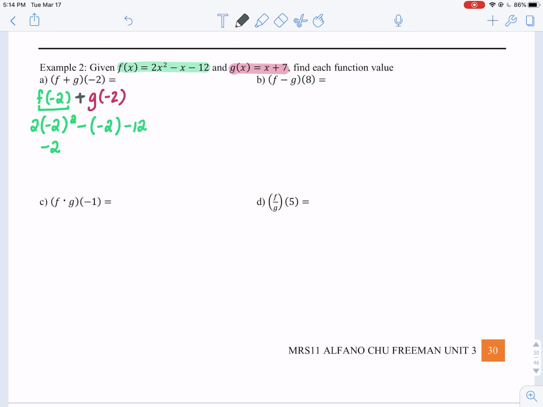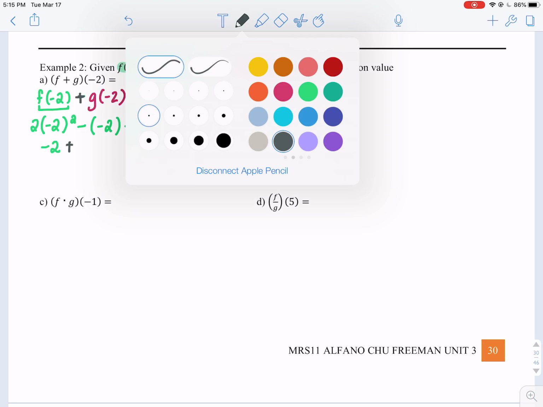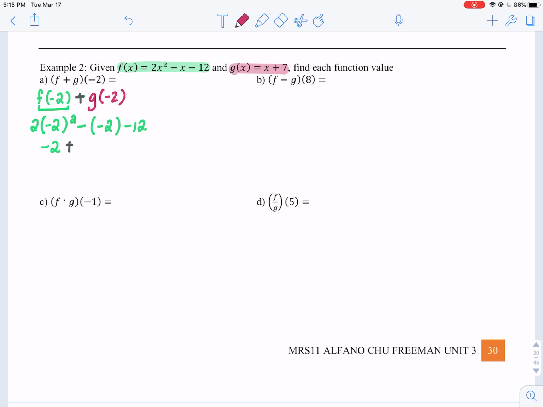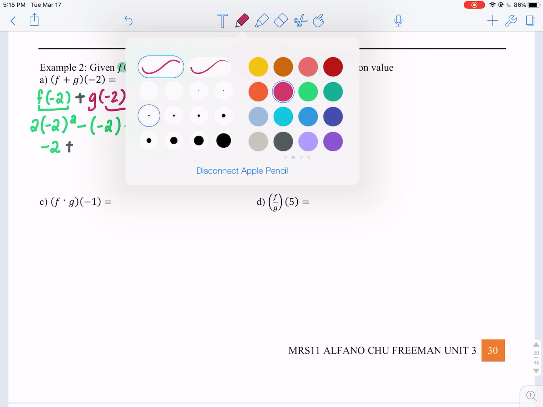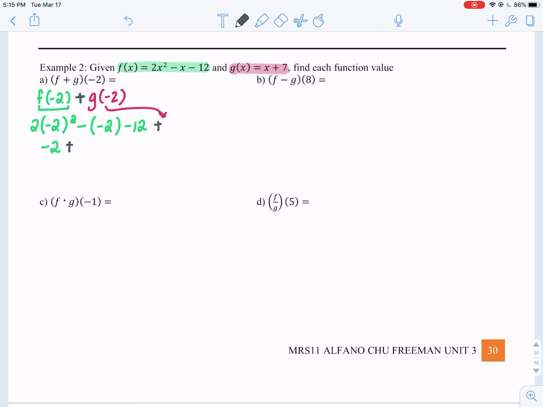And I am adding that to g of negative 2. So where should I do that? I'm going to do that over here. Oops, let me put the plus, right? That was f of x. g of negative 2 is going to be negative 2 plus 7, which gives us a positive 5. So really, I'm doing a negative 2 plus 5, and I get f plus g of negative 2 is equal to positive 3.